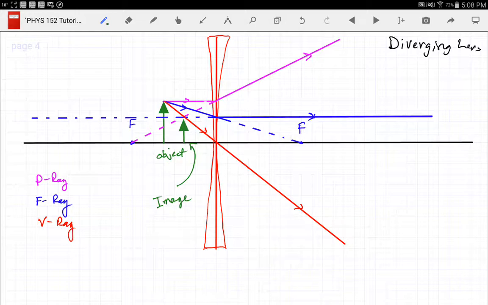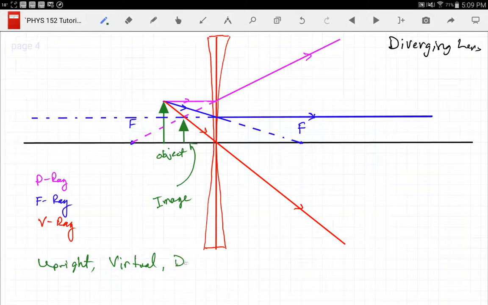Now, if you look at this image, once again, we want to judge that. Is that upright or inverted? It's upright because the arrow is pointing the same direction as the arrow was from my object. Is it real or virtual? Because it's the projections rather than the actual refracted rays that meet, this is a virtual image, and it was diminished in size. And again, I point out that upright and virtual go together.